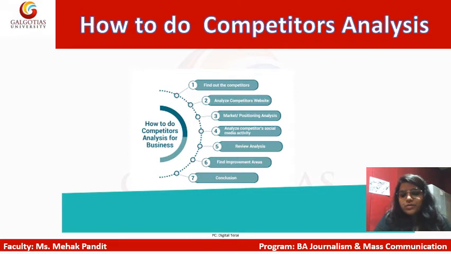Now this diagram will also help explain how you do the competitor analysis. I have extracted 7 steps. The first is finding the competitors, then analyzing, like I've already told you, then the market and positioning analysis, then the analysis of the competitors' social media activity. All the things that I discussed in the previous slide have been put up in the form of a diagram, so of course this will also help you. The 5th is the review analysis, the 6th is finding improvements wherever you could, and the 7th is the conclusion part, wherein you decide what different you could offer to the same audience, or if you have the potential to convert the generic audience into a specific audience for your own brand or service, then of course you can use those.